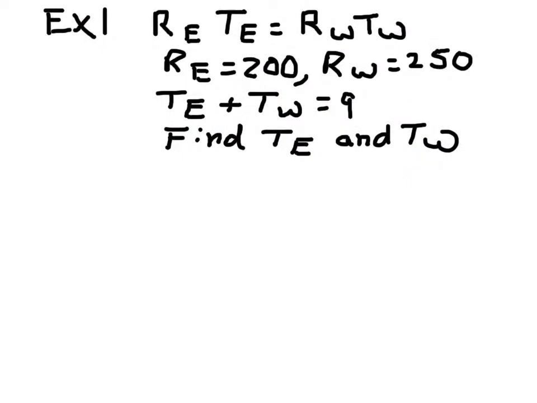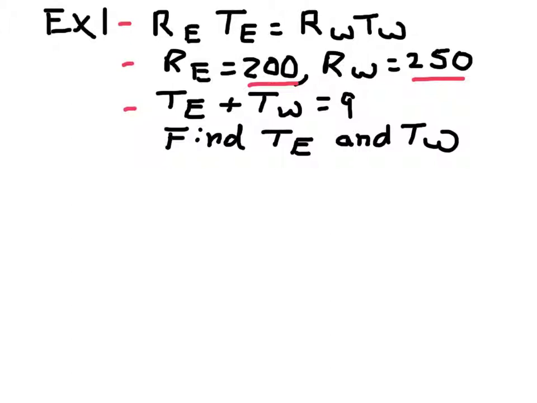Now I've got a bunch of equations again, and notice I've written them on different lines. So one equation is this one right here, that RETE equals RWTW. Then I've got another equation, and actually a couple on this line. I know that RE is equal to 200. I know that RW is equal to 250. I also know that TE plus TW equals 9.